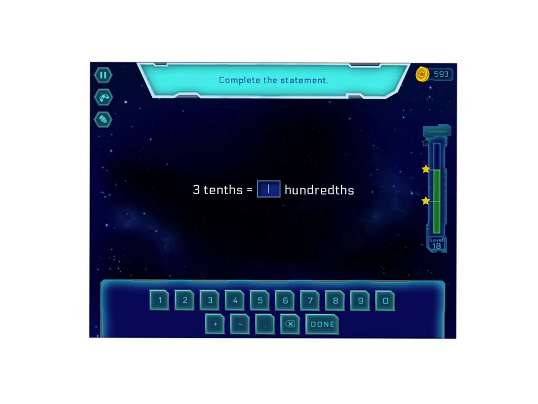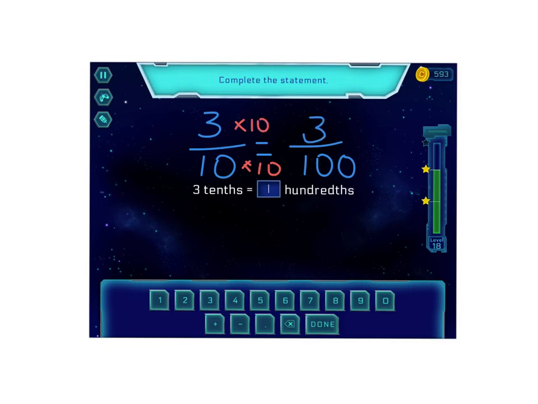Now it's 3 tenths. This time I'm going to show it to you as a fraction, because fractions and decimals are equivalent, or you can convert back and forth between the two. If I have 3 tenths, how many hundredths would that be? Well, I know 10 times 10 gives you that denominator of 100. To make it equivalent, I've got to do the numerator by 10, which would be 30 hundredths.